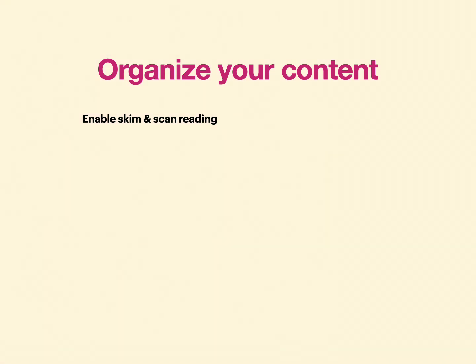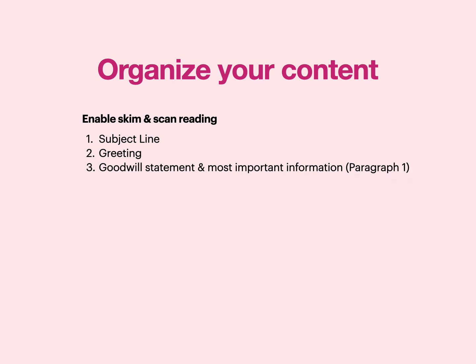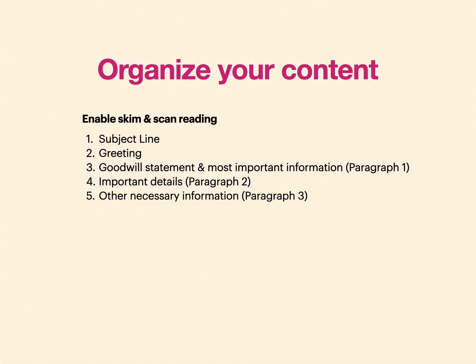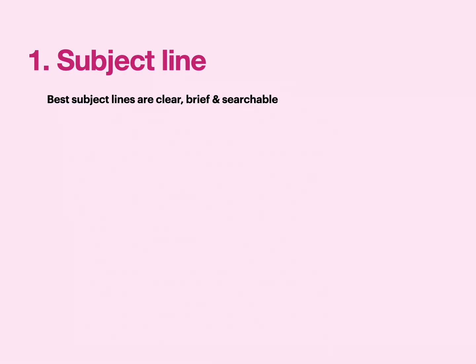You also want to organize your content to enable skim and scan reading. And this is the format for a professional email. We start number one with a subject line, and then in the body of the email, we have the greeting. Paragraph 1 is the goodwill statement and most important information. Paragraph 2 is important details. Paragraph 3 is any other necessary information. And then in the last paragraph, we have the close and call to action. And then we end our email with our sign off. Let's dive in and look at those in detail.